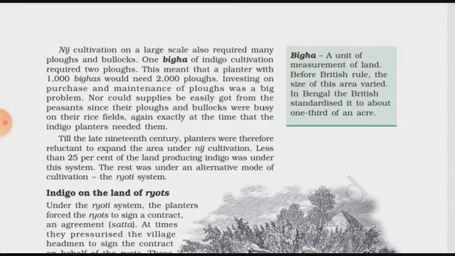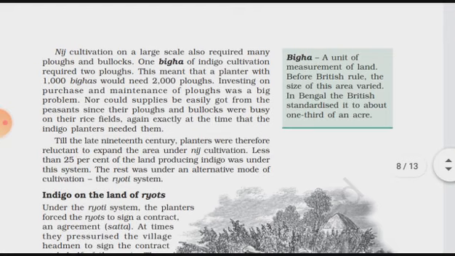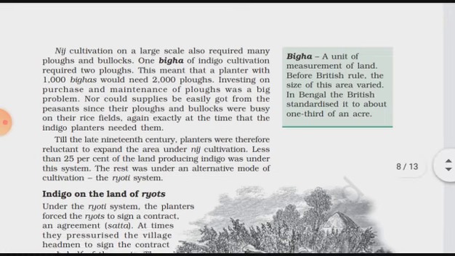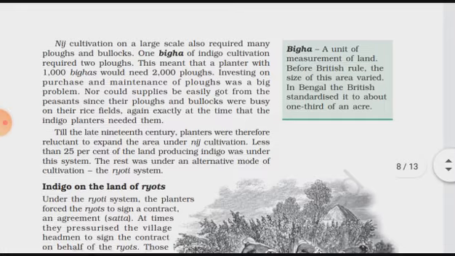Bigha is a unit of measuring land. You might have heard this term; we also use this word in our local language. So if indigo is grown on 1 bigha of land, 2 plows are needed. If somebody has 1000 bighas, they need 2000 plows. Investing in the purchase and maintenance of plows for tilling the fields was a big problem. The investment was a big problem for these planters.